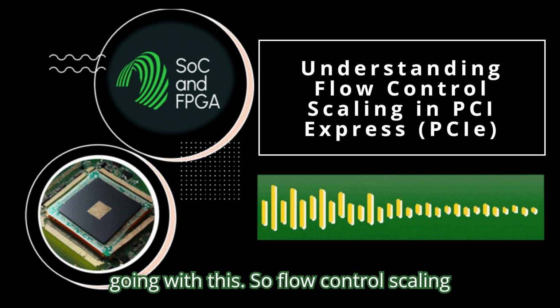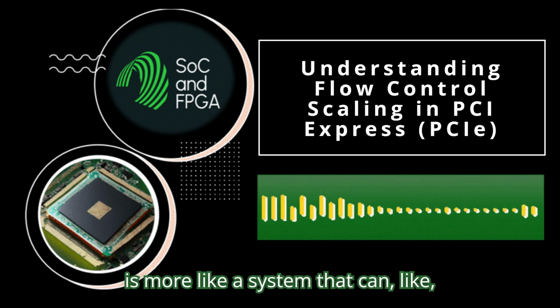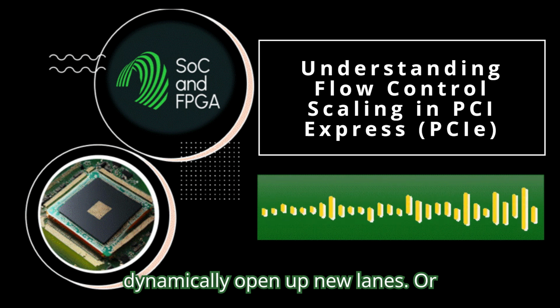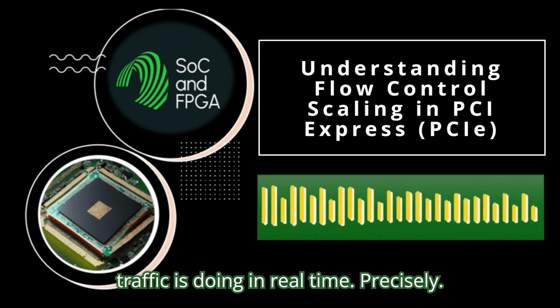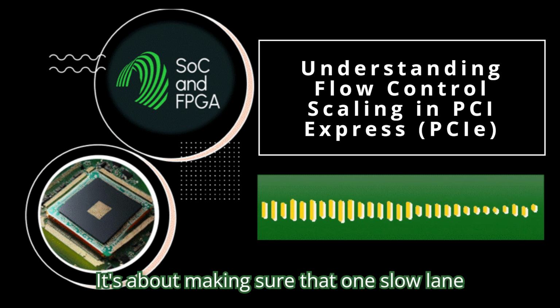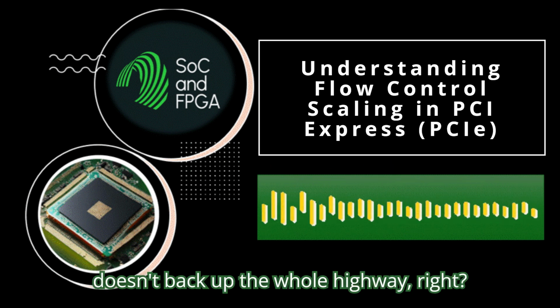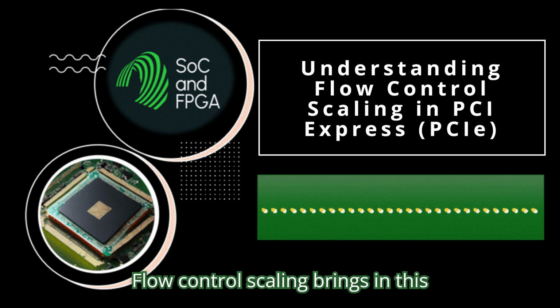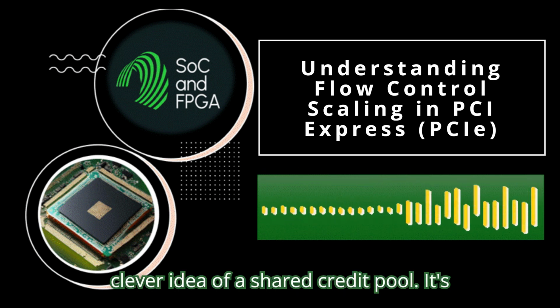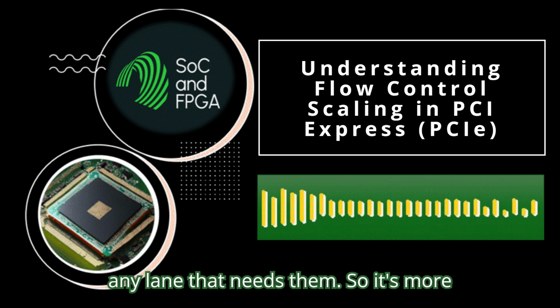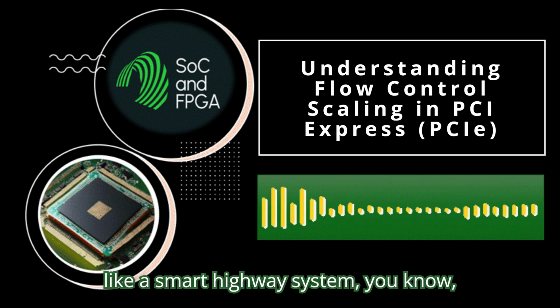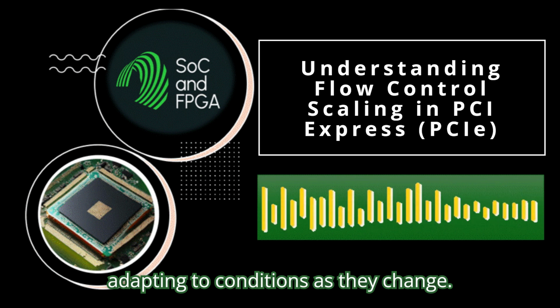So flow control scaling is more like a system that can dynamically open up new lanes? Or maybe adjust speed limits based on what traffic is doing in real time. Precisely. It's about making sure that one slow lane doesn't back up the whole highway. Right. Flow control scaling brings in this clever idea of a shared credit pool. It's like extra lanes that can be allocated to any lane that needs them. So it's more like a smart highway system, adapting to conditions as they change.